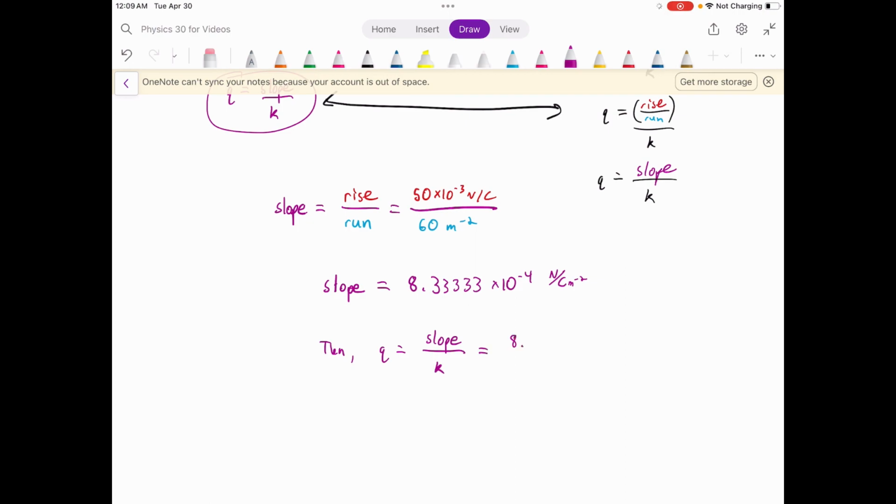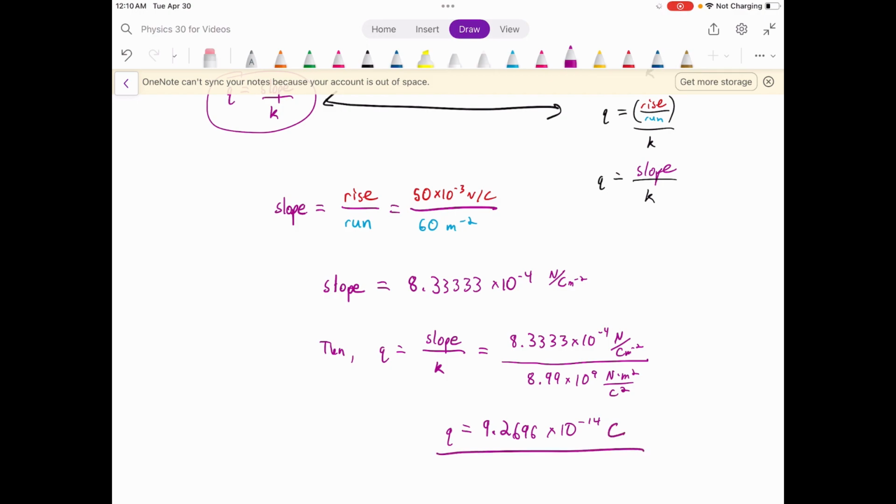So it will be 8.3333 times 10 to the negative 4 newtons per coulomb, meters to the minus 2, over K, Coulomb's constant, which we always have, right? It's on the back of your formula sheet, 8.99 times 10 to the power of 9 newton meters squared per coulomb squared. And moment of truth, that means the charge on this Van de Graaff generator must be, I got 9.2696 times 10 to the negative 14 coulombs.